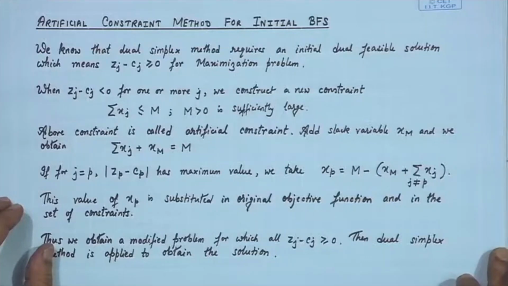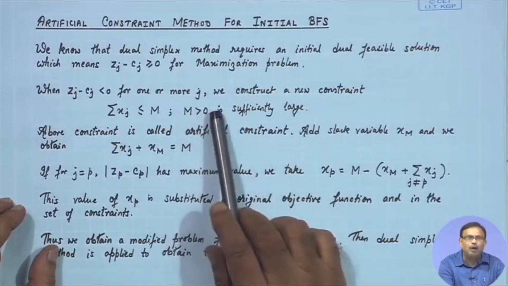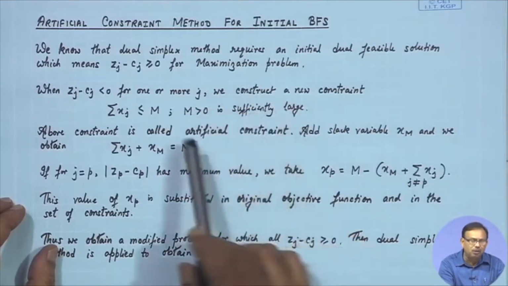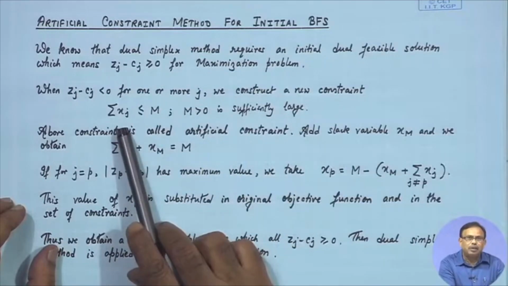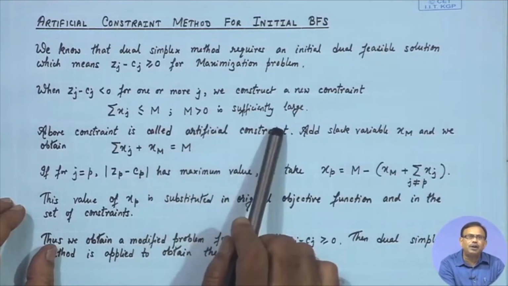So, now we want to talk about what to do if z j minus c j is less than 0 for one or more j, and how to construct a new constraint so that your z j minus c j will be greater than or equal to 0. So, when z j minus c j is less than 0 for one or more j, we construct a new constraint: summation over x j less than or equal to capital M, where M is sufficiently large.